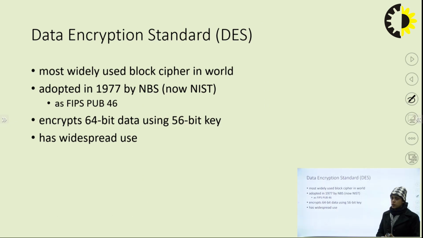In this Data Encryption Standard, you can see this particular kind of encryption technology is widely used with the help of block cipher in the world. It was adopted in 1977 by NBS, now NIST. It encrypts 64-bit data using a 56-bit key, and it is widely used all over the world.